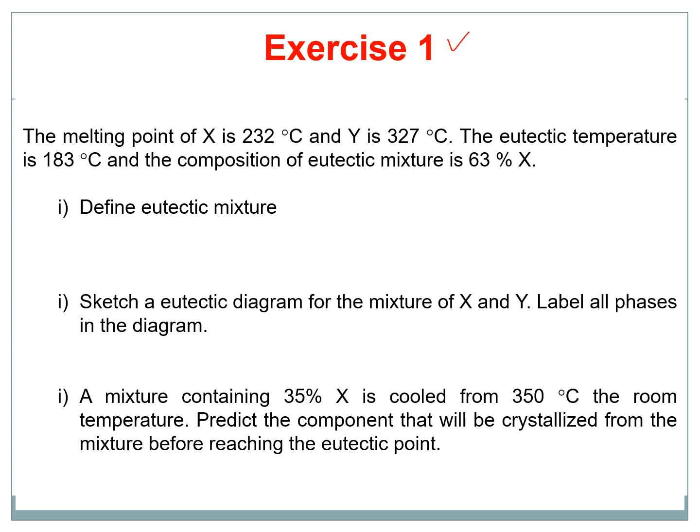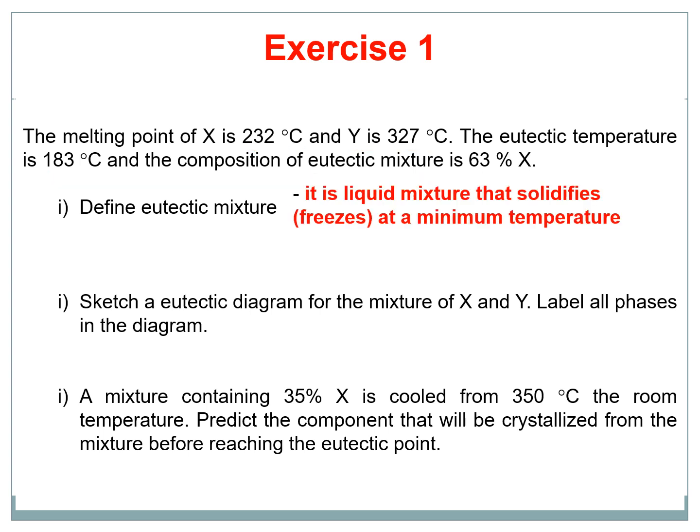Exercise 1. The melting point of X is 232 degrees Celsius and Y is 327 degrees Celsius. The eutectic temperature is 183 degrees Celsius and the composition of eutectic mixture is 63% X. The first question is define eutectic mixture. Eutectic mixture is a liquid mixture that solidifies or freezes at a minimum temperature.